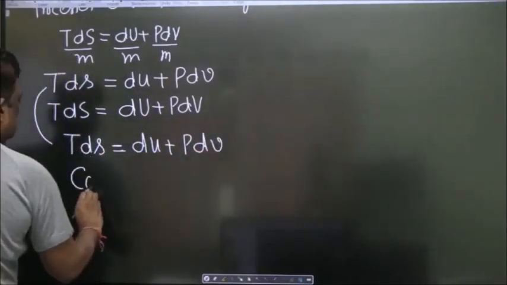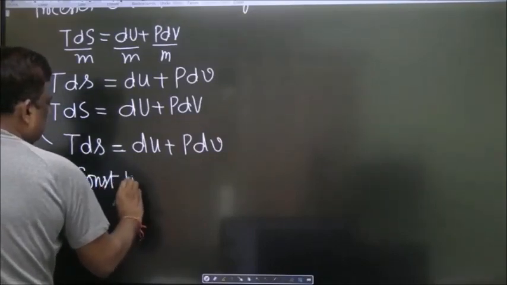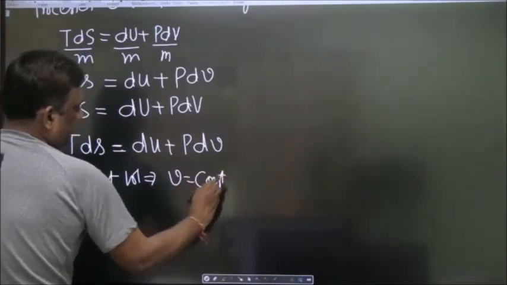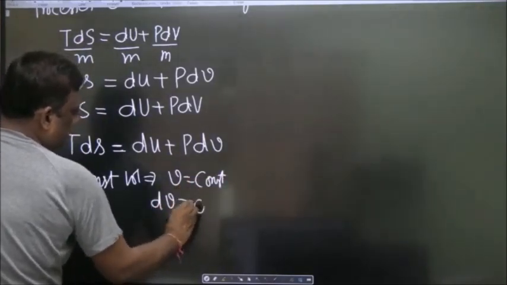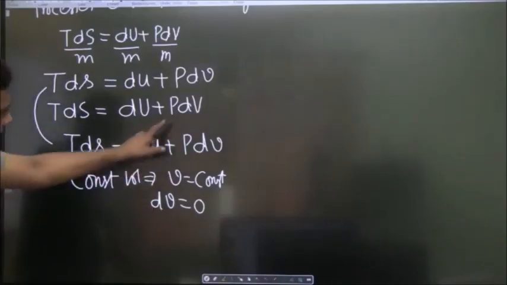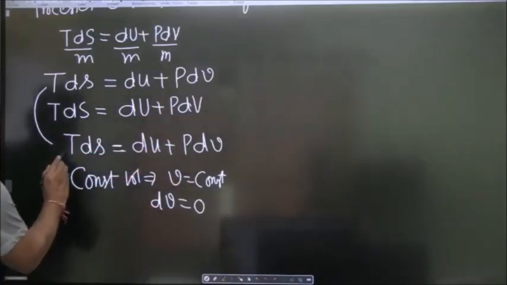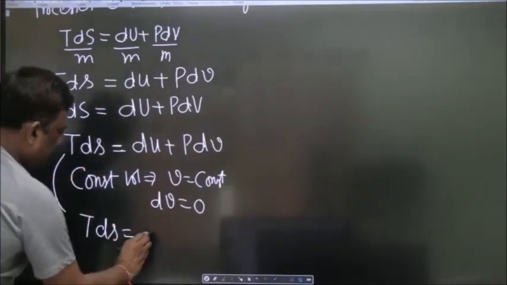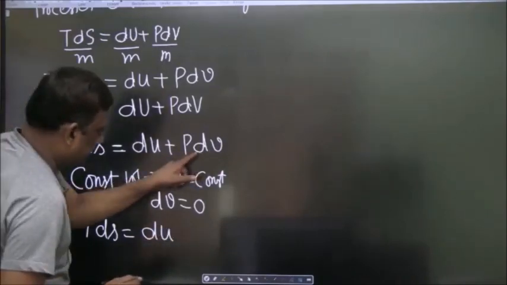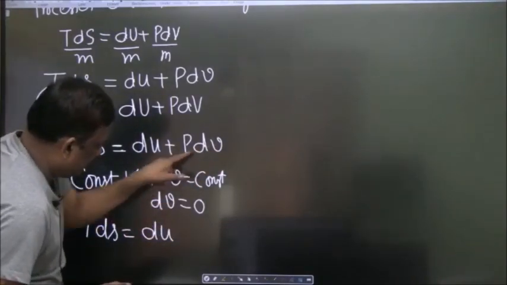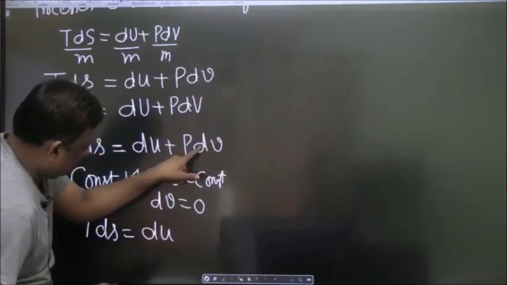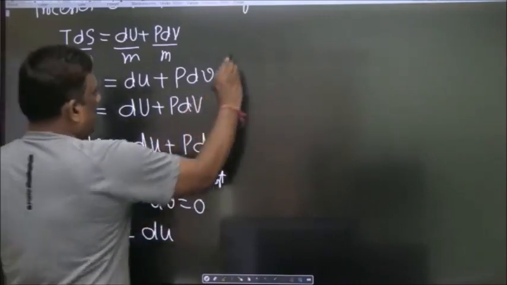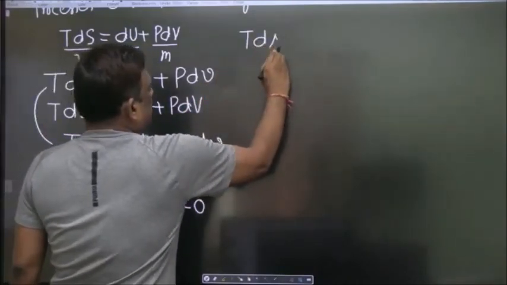Let us take a constant volume process. And you know, when volume is constant, the change in volume is zero. So I can write TdS is equal to du, dV is zero, P into zero is zero, so plus zero. Now I will write TdS is equal to du.